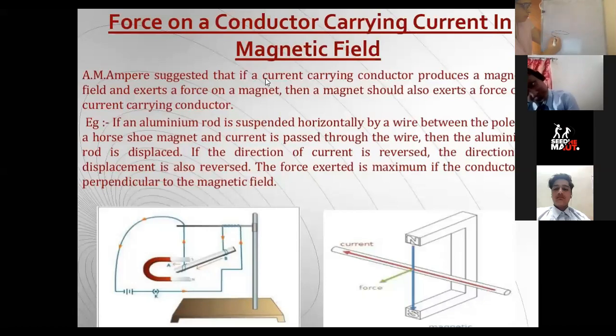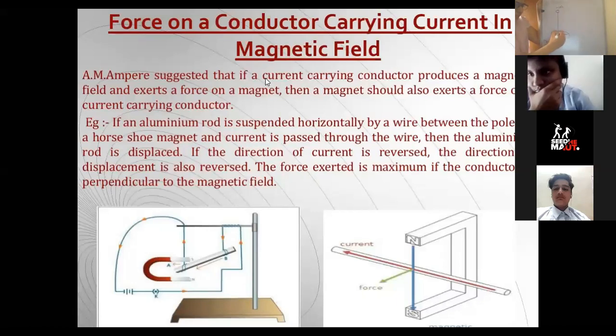This is a trough. Within this trough, there is mercury. You know what mercury is? Mercury is a metal which is in the liquid state. Like the rest of the metals, it is also a good conductor of electricity. Then here we have a hook, which is also made up of a conductor, so that the current flows through this hook also.